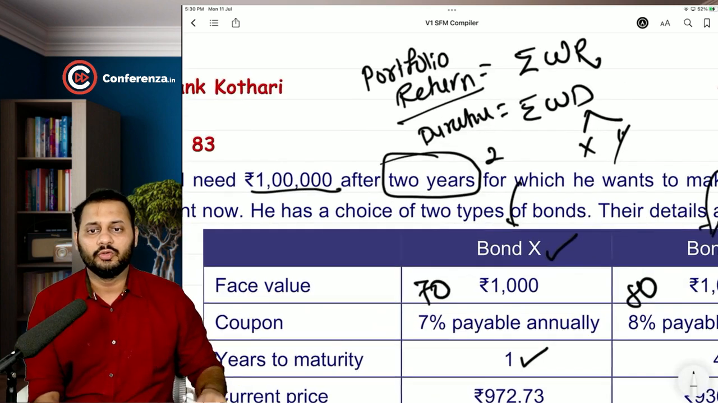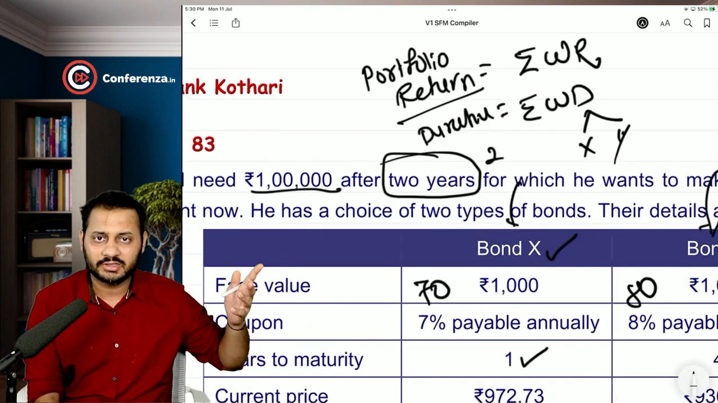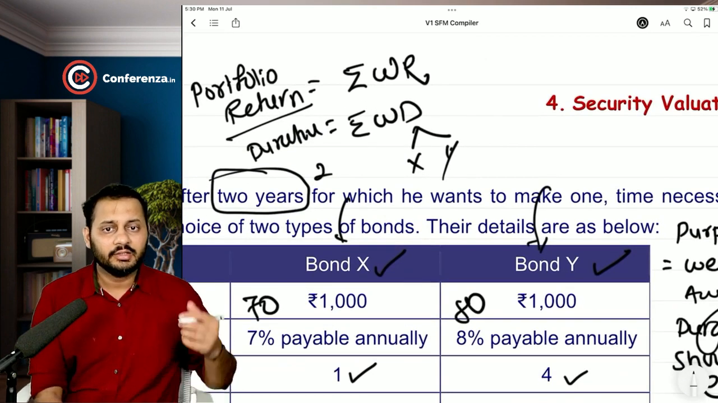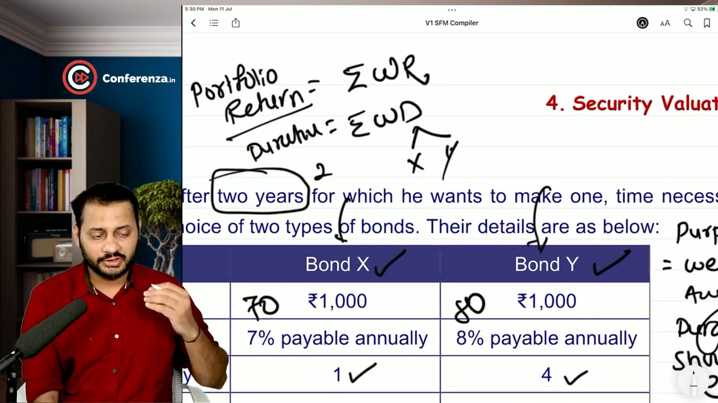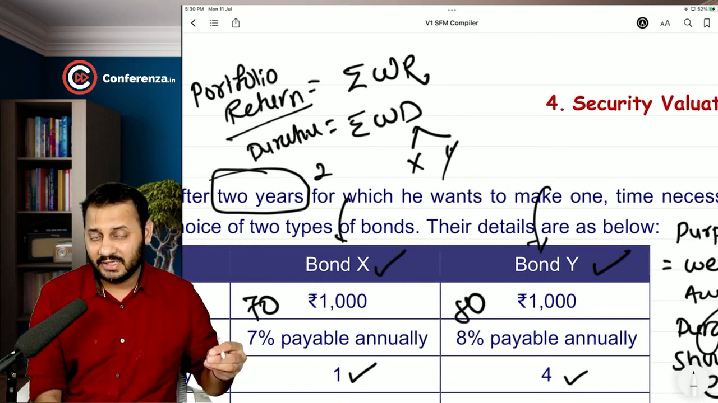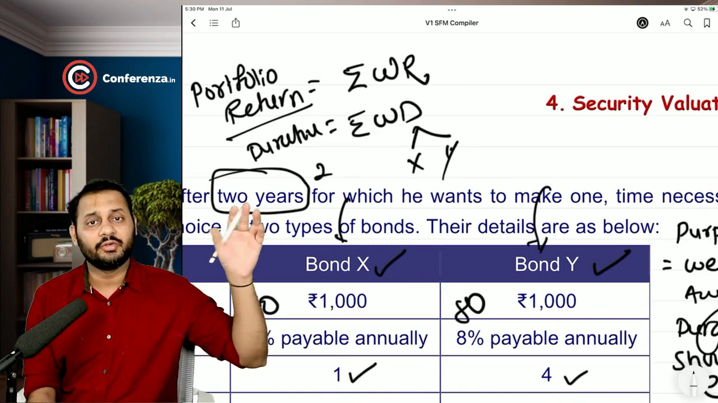Because you want the money after 2 years anyhow. So you will be selling all the bonds after 2 years. So you have to understand that the weighted average duration, the amount that you are going to invest in each bond, should be such that your money is recovered on an average in both the bonds after 2 years.